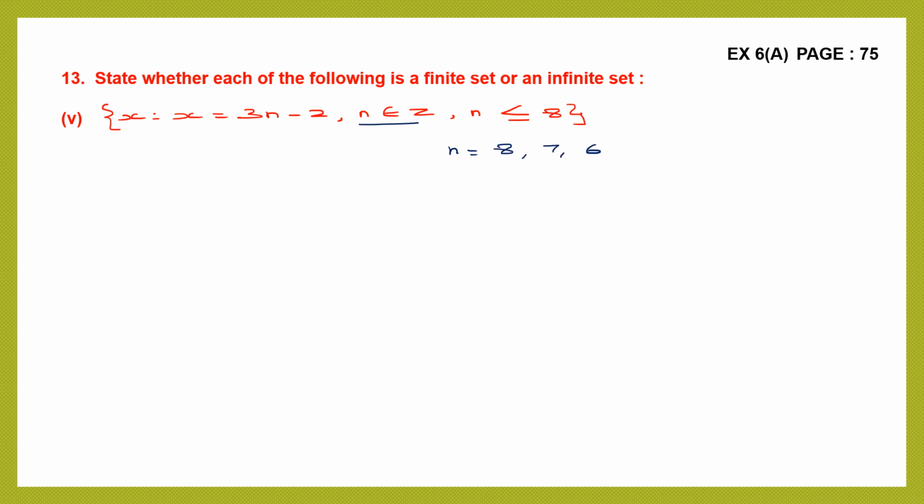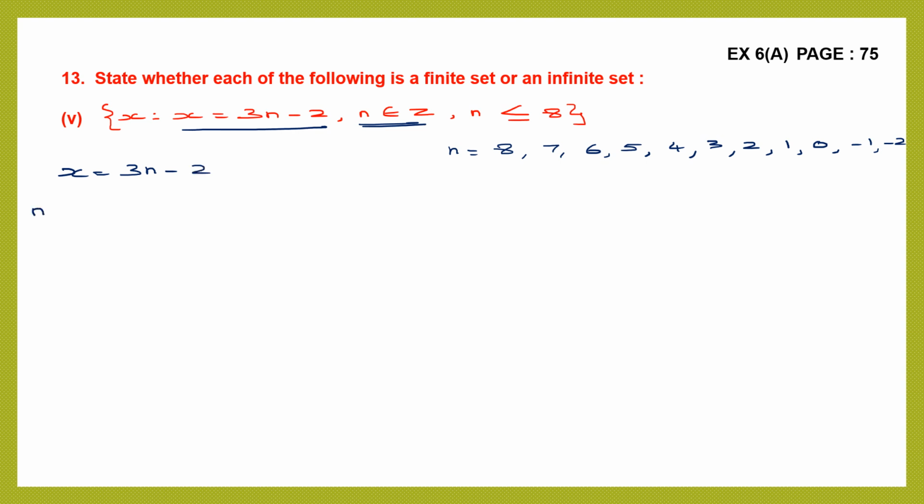Now look at this part. It says n belongs to integers. That means I can put 0, I can put the negative numbers. So let me continue: 5, 4, 3, 2, 1, 0, minus 1, minus 2. I can go on and on, isn't it? Negative numbers. So here, if I have to find this value, x is equal to 3n minus 2, we're going to use that.